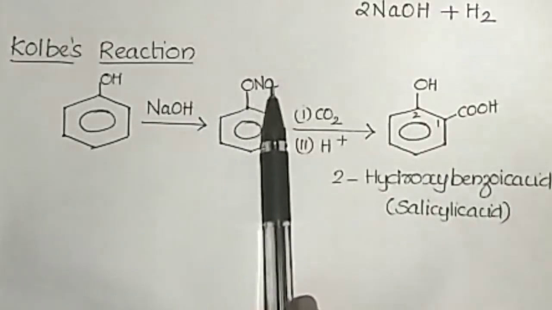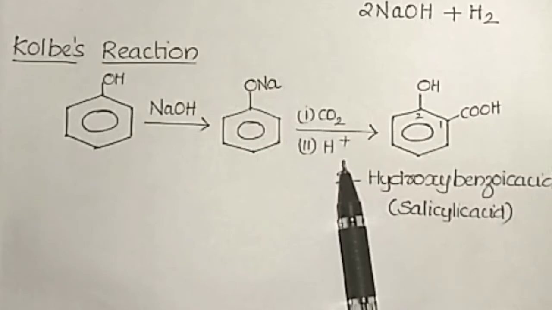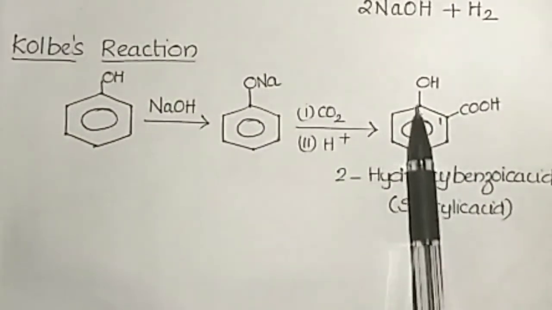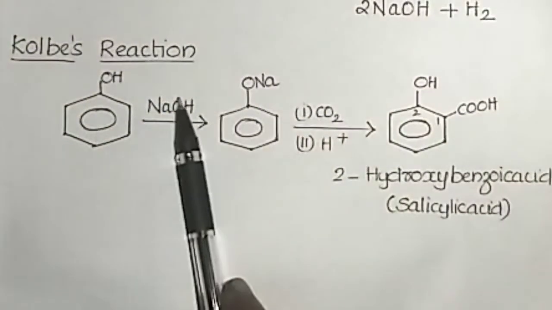Sodium phenoxide, on treating with carbon dioxide followed by hydrolysis, gives 2-hydroxybenzoic acid. This is known as salicylic acid. This is the method of preparation of salicylic acid, the Kolbe reaction.